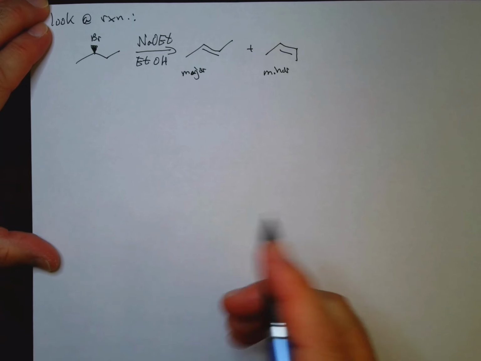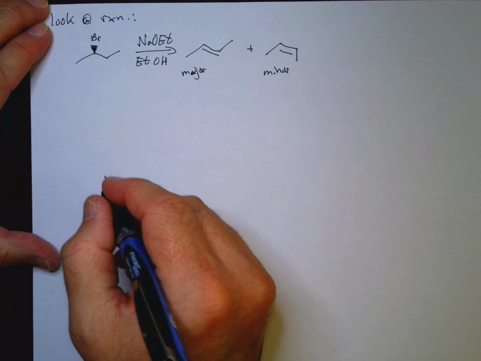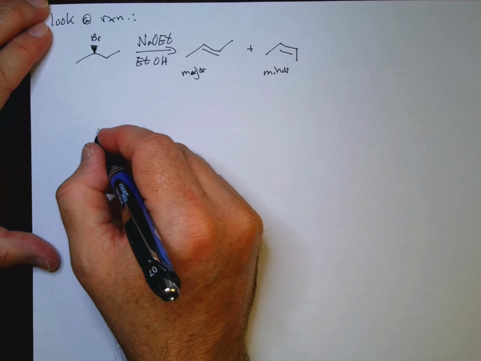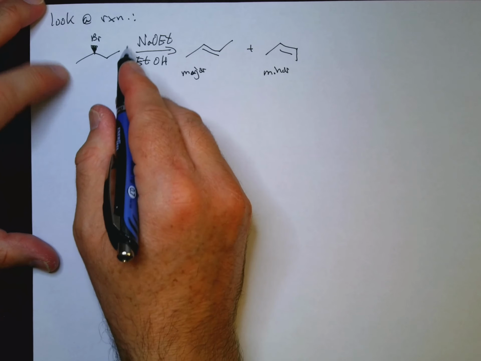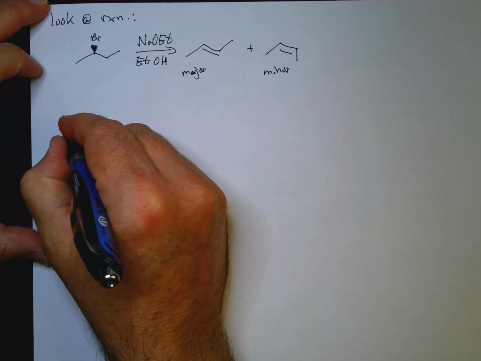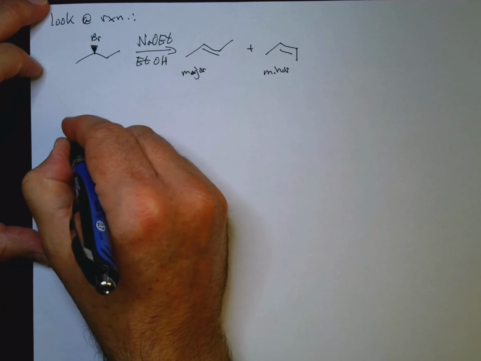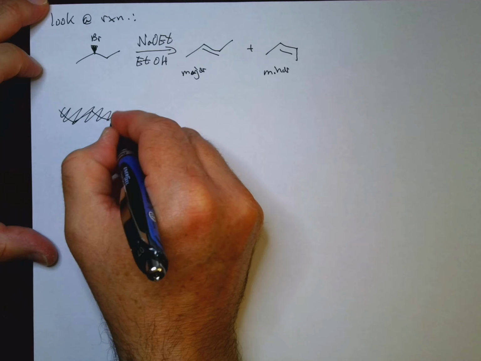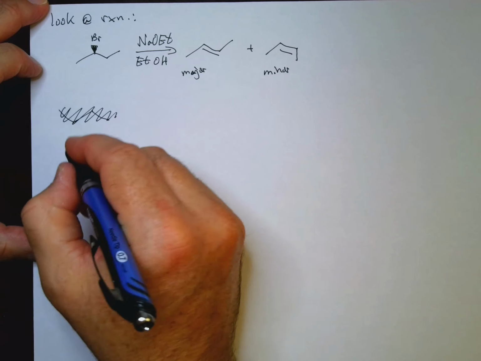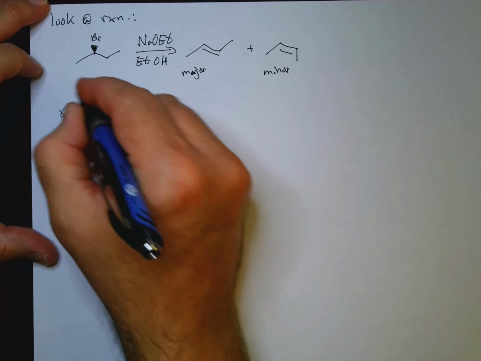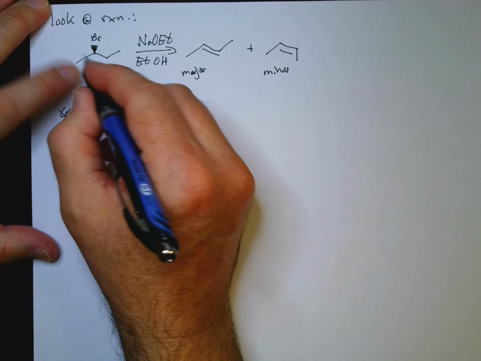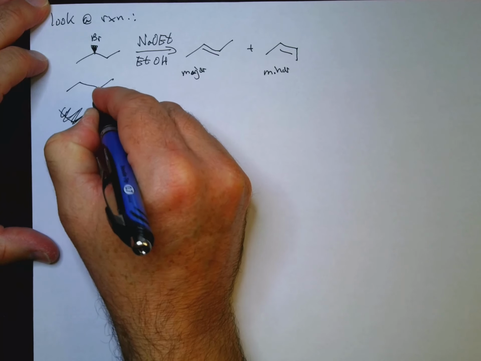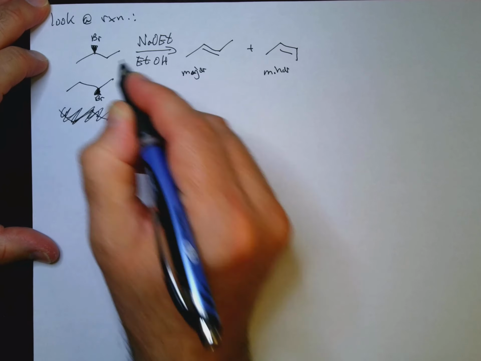All right, so let me redraw this. I'm just going to flip it over. So I've got this, no, that's not right. Hold on here. I'm just going to flip it over. Br, 1, 2, 3. Yeah, that's still R.